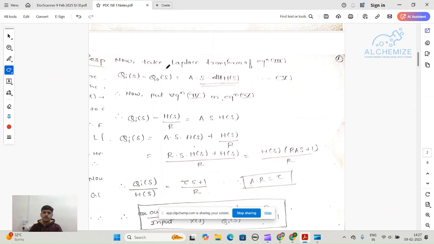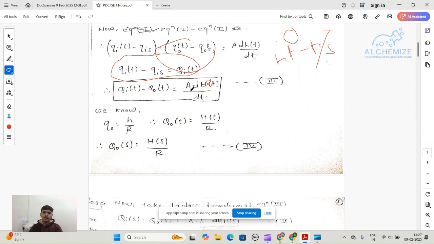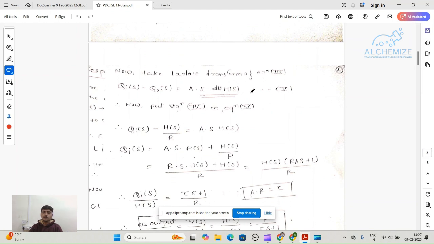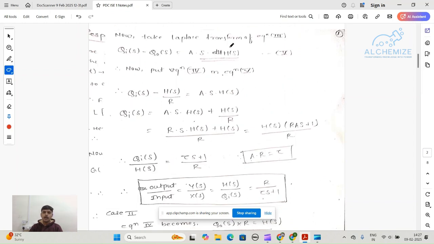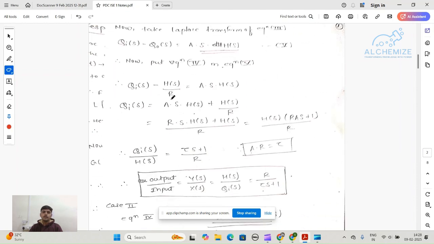So here I arrange, and also I do the Laplace transform for equation 3 here. Take the Laplace transform of equation 3, and this is the Laplace. We know the Laplace of a differential equation is S into H of S. So this is the Laplace transform. Now I put the value of Q naught of S from here.